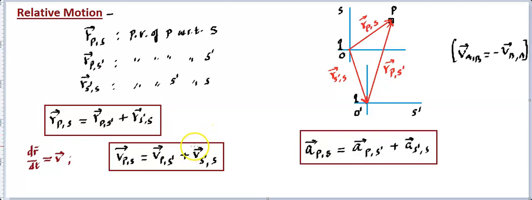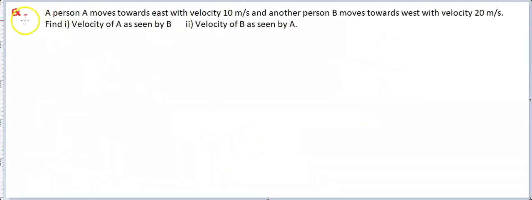Let me take a few examples and try to apply this so that you can understand how this is being applied and what are the important points that we need to keep in mind. So let's begin with one example. Let's consider this example. It says a person A moves towards east with velocity 10 meters per second, and another person B is moving towards west with a velocity 20 meters per second. We need to find the velocity of A as seen by B and velocity of B as seen by A.